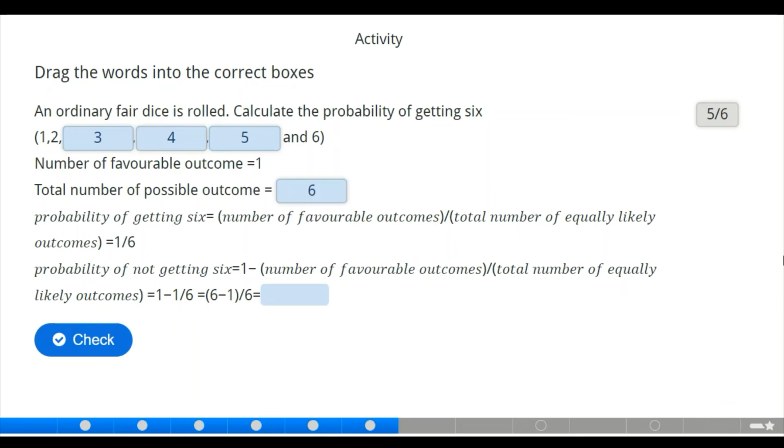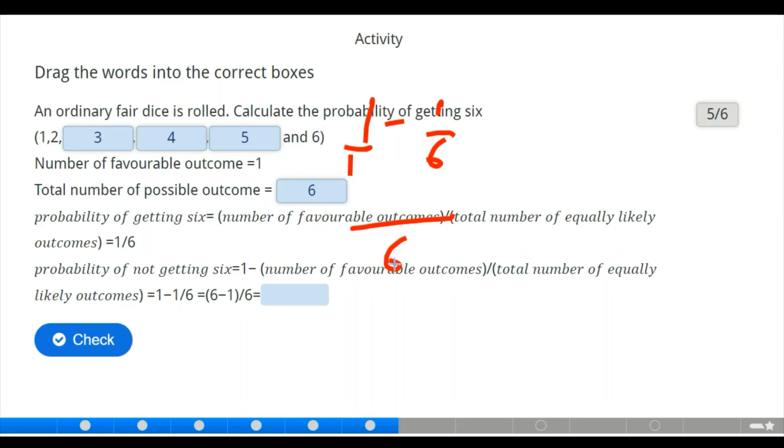Now, what is the probability of not getting 6? As we have all said before, the probability of an event not happening is 1 minus the probability that the event is happening. So 1 over 6 is the probability of getting 6. So let's get the fraction done. 6 and 1, we have it to be 6, okay?